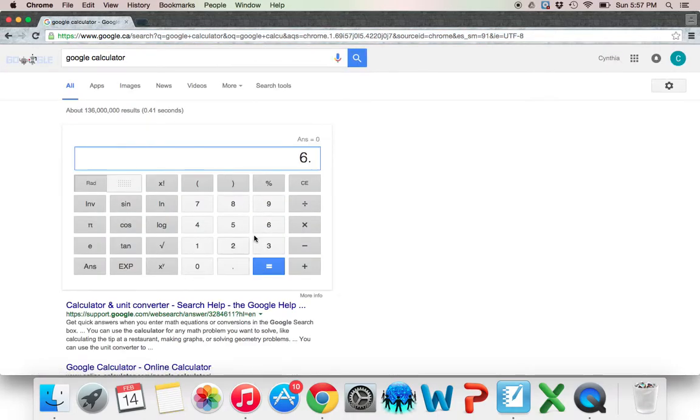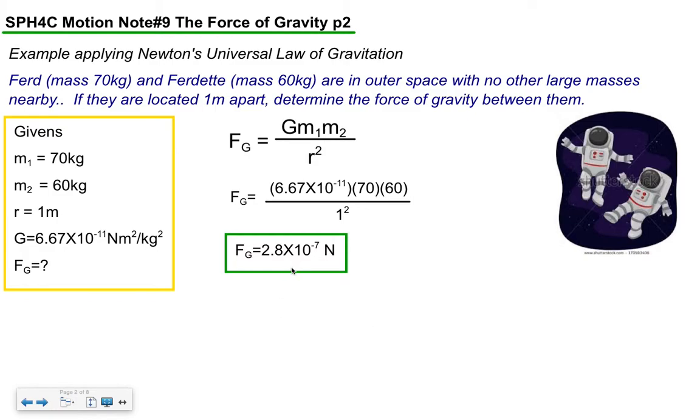So 6.67. Usually this is the button you can hit to get the times 10 to the negative 11, times 70 times 60, divided by 1 squared, which is just 1. So this part's kind of irrelevant, but that would be how I'd type that in. So any different numbers, and that's going to be some tiny little number times 10 to the negative 7. Okay? So 2.8 times 10 to the negative 7.